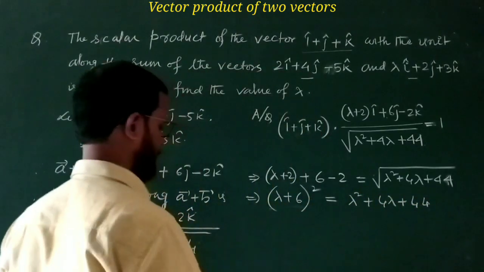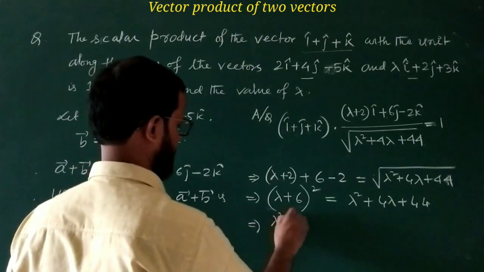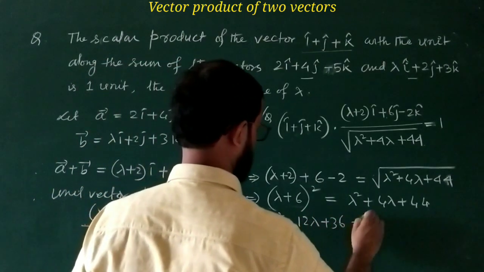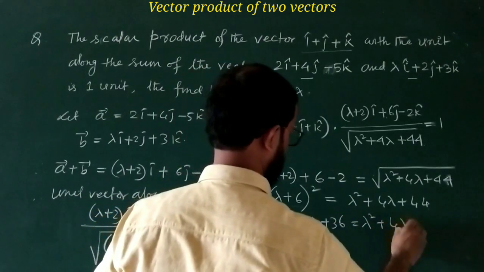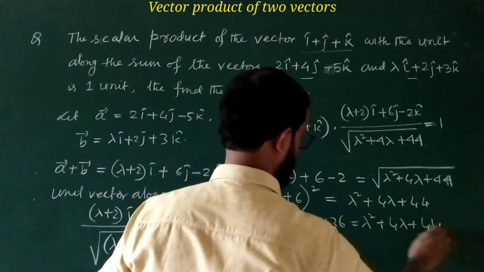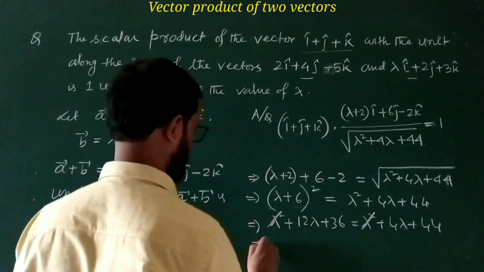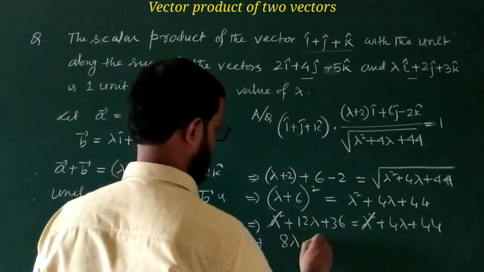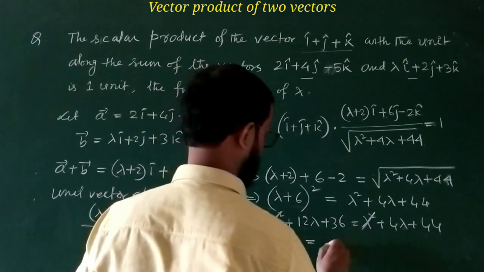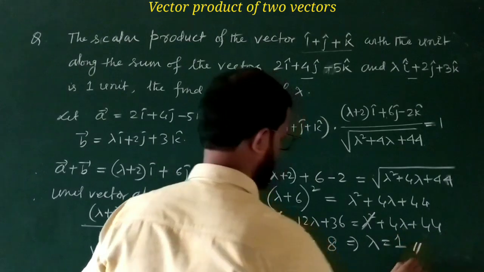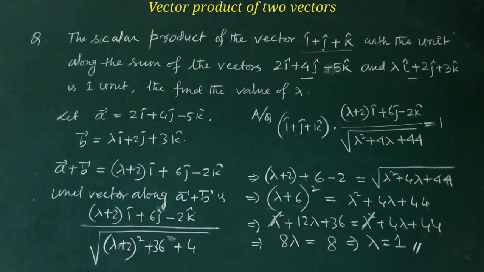Okay, if you expand it you will get lambda square plus 12 lambda plus 36 equal to lambda square plus 4 lambda plus 44. So lambda square cancels, 12 lambda minus 4 lambda is equal to 8 lambda, and 44 minus 36 is equal to 8, and finally lambda equal to 1. So this way you can solve the particular question.